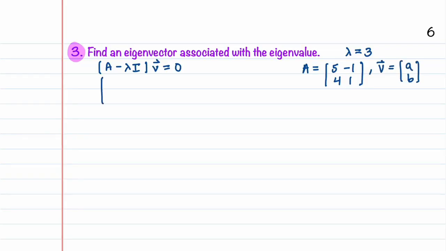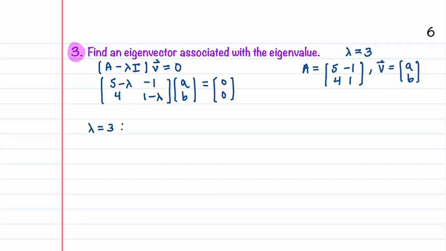We're going to subtract lambda off the diagonal, so we get [5 minus lambda, -1; 4, 1 minus lambda], and we're going to multiply this by vector v, which we just saw was (a, b), and it's going to be equal to 0 on the right-hand side. Now we're going to substitute in that lambda is equal to 3. So we get [5 minus 3, -1; 4, 1 minus 3], and we multiply this by (a, b), and it's equal to 0.